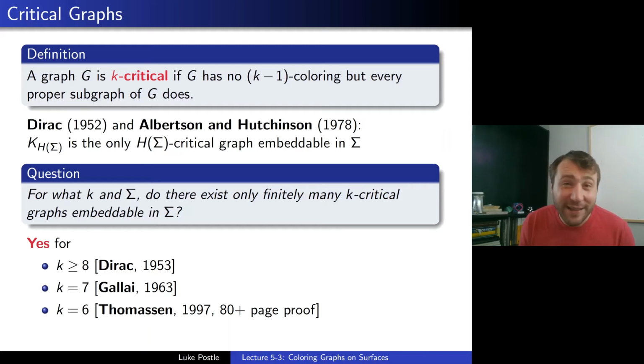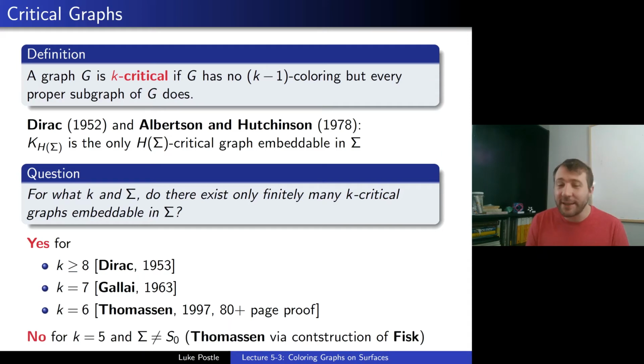So is that tight then? Is that the best we could do? Maybe we could hope that the 4-color theorem somehow more generally holds in this sense, that there are only finitely many reasons why you're not 4-colorable. But the answer, sadly, is no. So no for k equals 5 and sigma not the sphere. Thomassen, via a construction of Fisk, showed there are infinitely many 5-critical graphs embeddable on surfaces other than the sphere. Okay, so that kind of answers that first question, the reasons, the critical graphs.